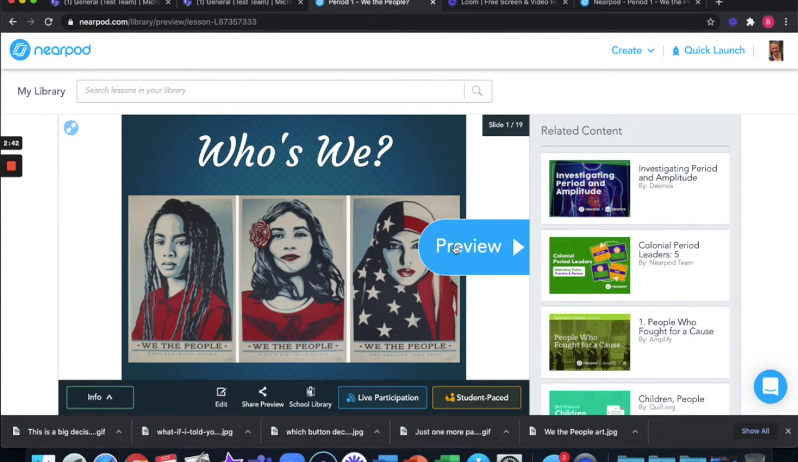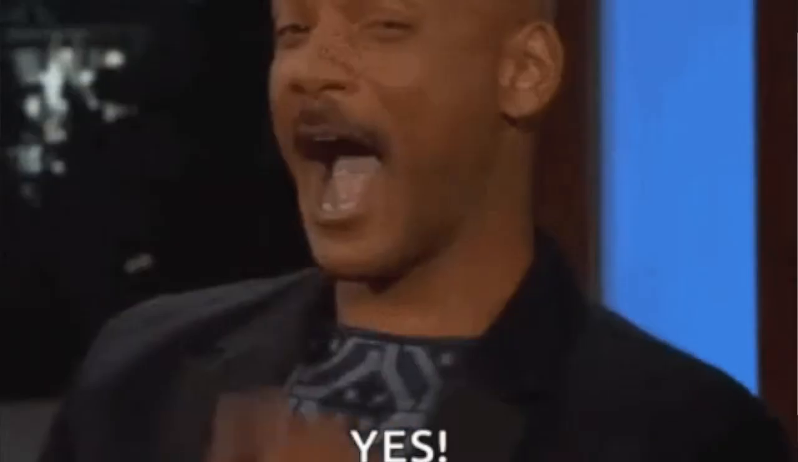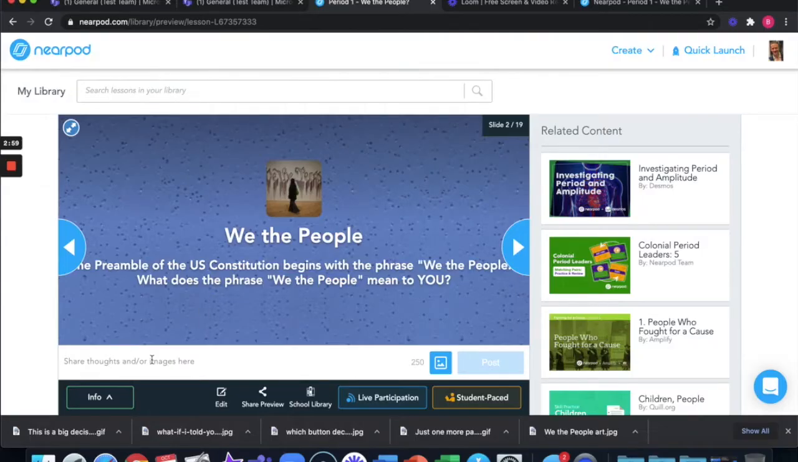So when you go to the second slide, you have the collaboration board. Last time we tried to do this, it didn't work. Now it should finally be working. So here's the question. When you hear that phrase, "we the people," what does that phrase mean to just you? Now, you'll type your response right below. Remember, you're limited to 250 characters. So just remember as you type that you have a limited amount of space.